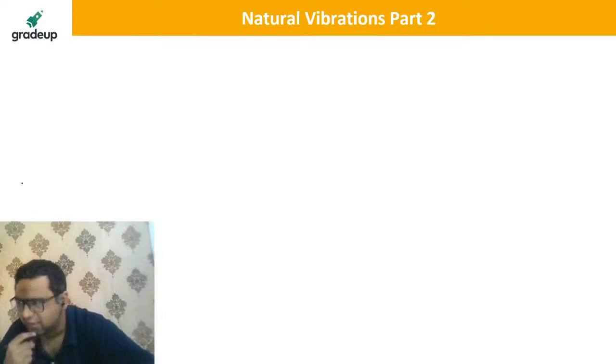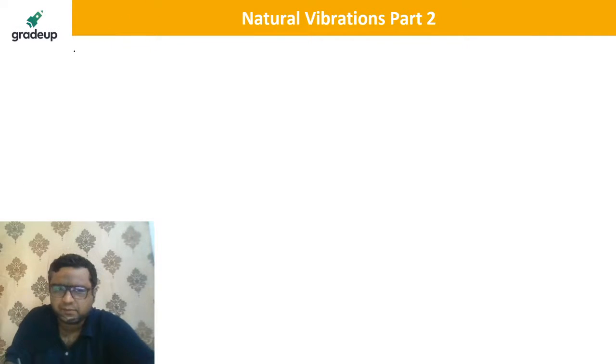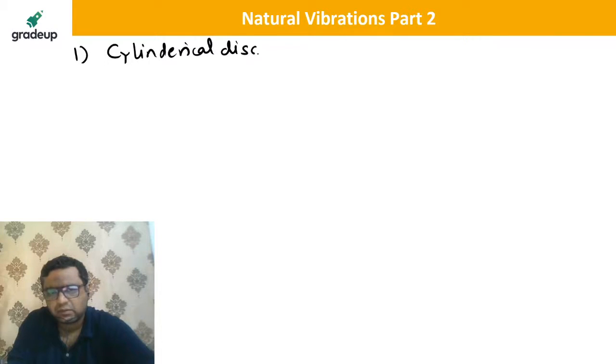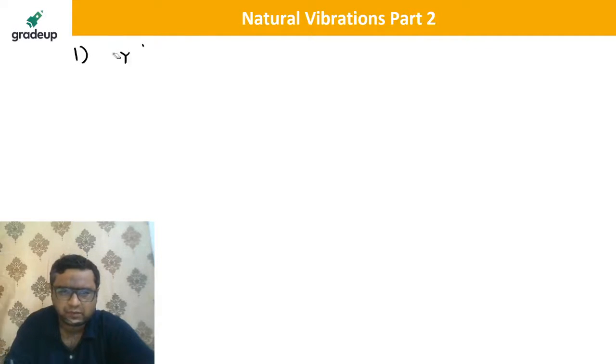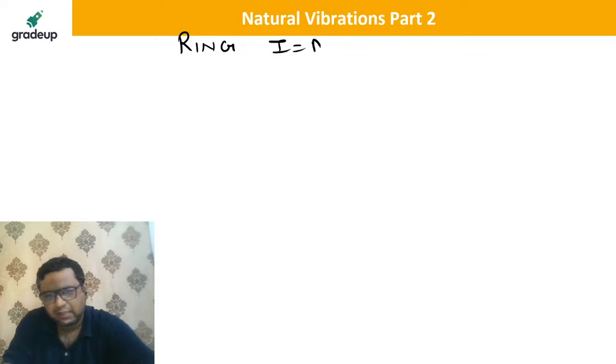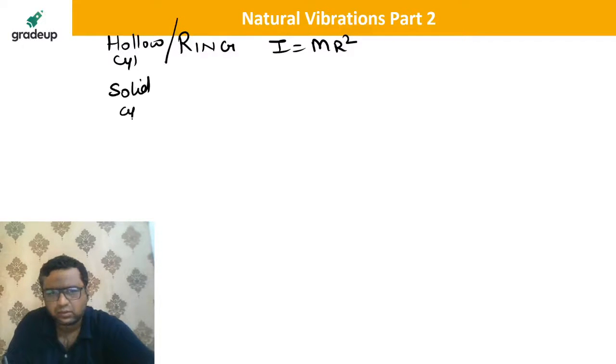In GATE this was asked as a cylindrical disk, but sometimes they may ask it in many other ways. As we have just discussed, they can ask it as a ring, for which I is mr square. Ring or hollow cylinder, they are the same thing. They may ask it for a solid cylinder or disk.